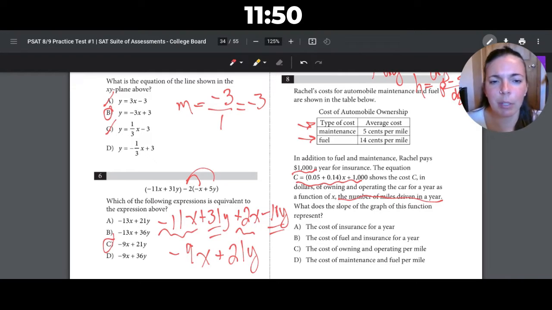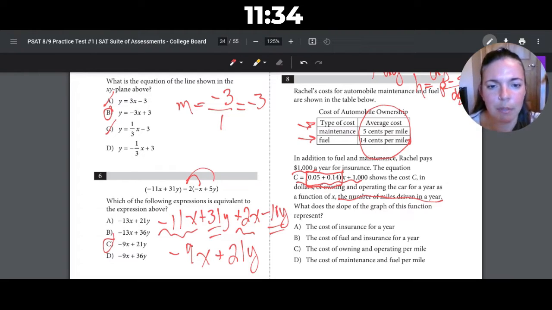Okay, so this is in y equals mx plus b form already, so my slope is here. So it looks like the slope is adding our costs from this table together, which would make sense because each of those are per mile. So this will be the maintenance and the fuel cost.